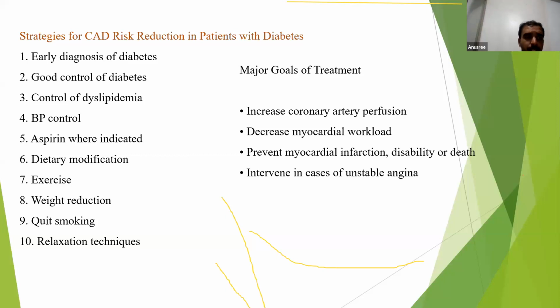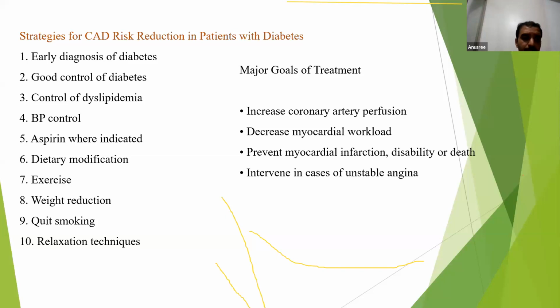There are several strategies for CAD risk factors. Our aim, being primary care physicians, should be early diagnosis of diabetes, good control of diabetes, control of their lipids, control of their BP. Aspirin, whenever indicated, dietary modification, exercise, and weight reduction should be emphasized each and every time you see a patient, and addiction should be avoided. Relaxation techniques should be advised each and every time.